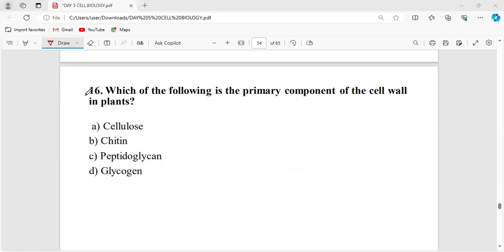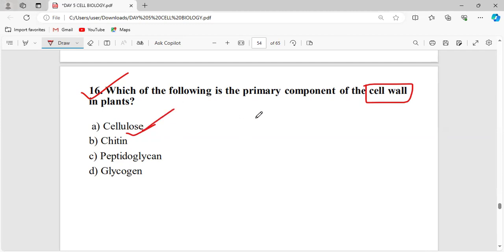Okay, now, which of the following is the primary component of the cell wall in plants? That will be the primary component which makes up the cell wall of the plants. Is the cell wall present in the plant cell or animal cell? Or can it be present in both cells? The cell wall, of course, is present only in the plant cell. It is not present in the animal cell. And that cell wall is made up of cellulose. That is why a plant is very hard to cut.